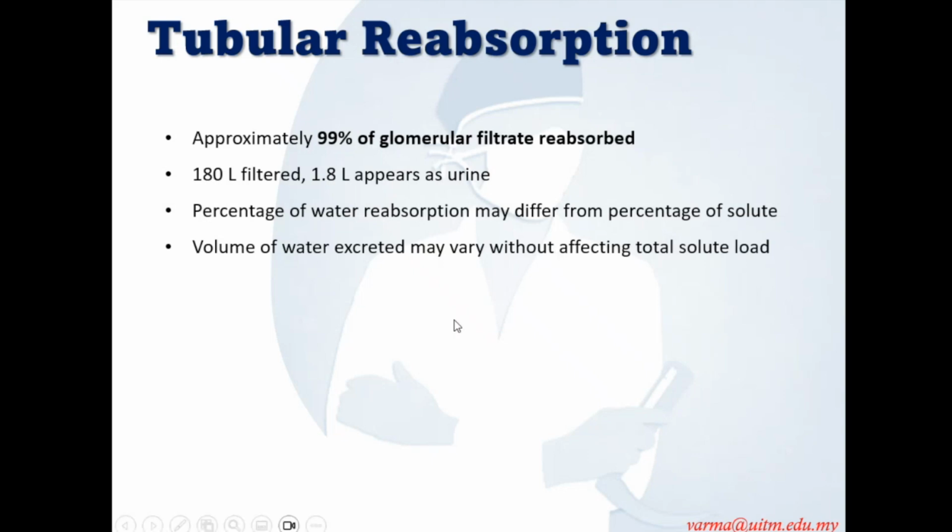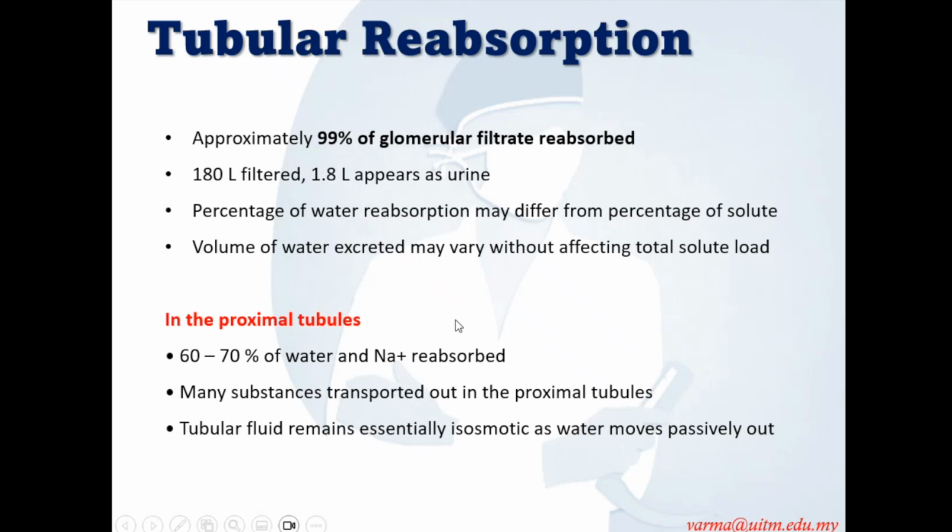This depends on the homeostasis of the electrolyte. So in the proximal tubule, 60 to 70% of water and sodium is reabsorbed. This is the major portion of the sodium and water reabsorption that occurs in the nephron. Many substances are transported out in the proximal tubules, which means many get reabsorbed as well.